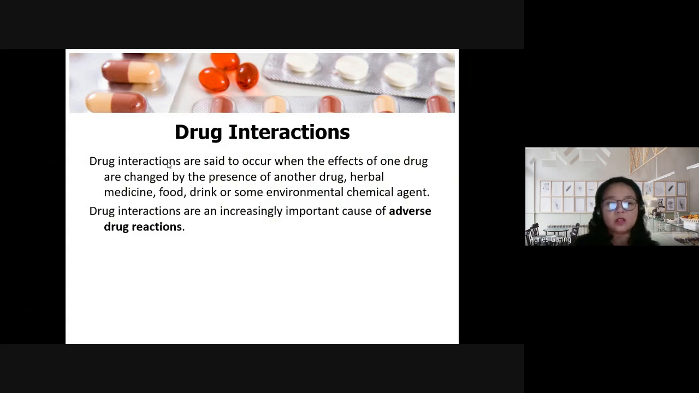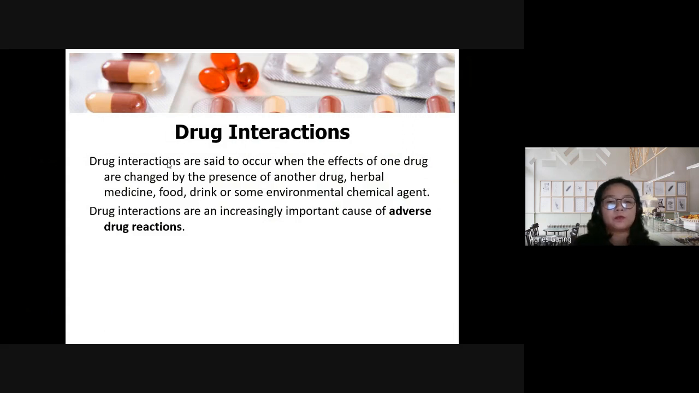Okay, so yan, some drinks may also affect the interaction, magkaroon ng drink interaction, no? And some environmental chemical agents. Okay, so drug interactions are increasingly important cause of adverse drug reactions. This is very true because of the presence of many drugs, no? Polypharmacy. Of course, when the patient is a geriatric, lalo na kung geriatric siya, no? So there's a big possibility of adverse drug reaction because of drug interactions.